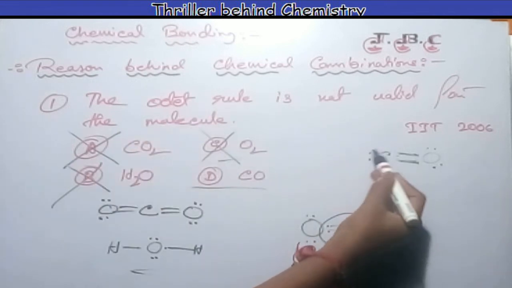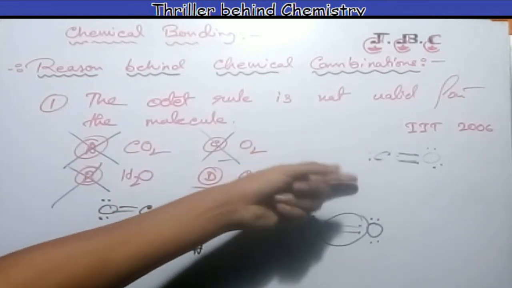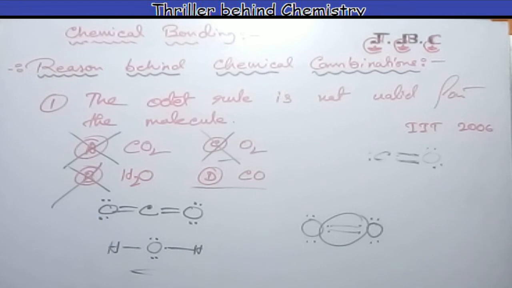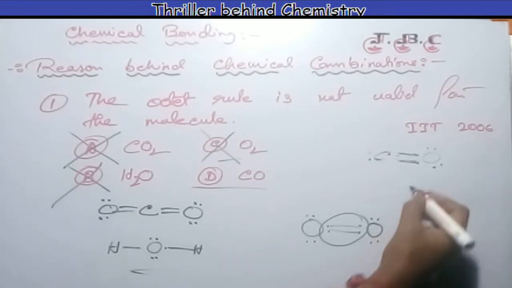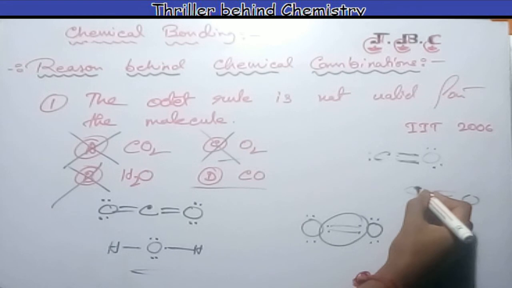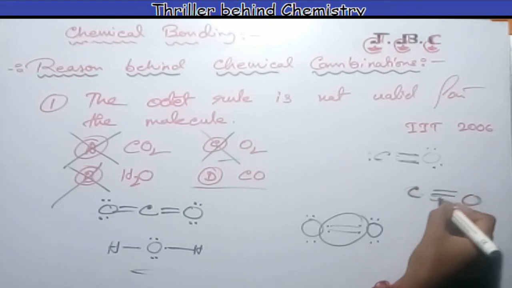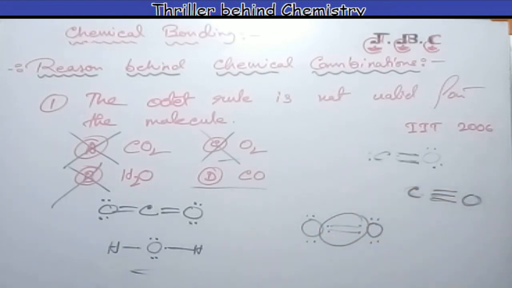1, 2, 3, 4, 5, 6. There are 6 valence electrons around the carbon in carbon monoxide, it's natural, but in nature carbon monoxide exists with a triple bond, which can't be explained by the octet rule. So the answer is carbon monoxide.